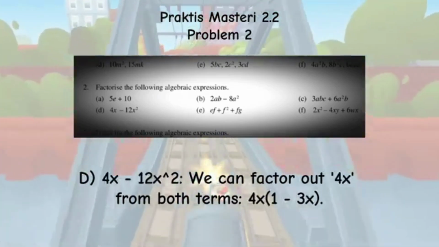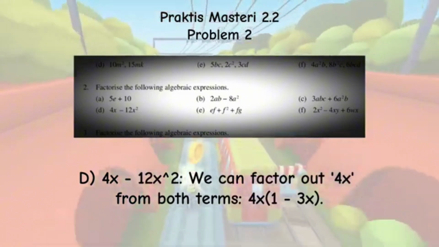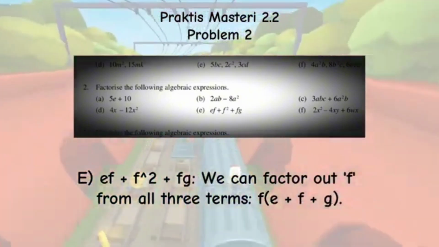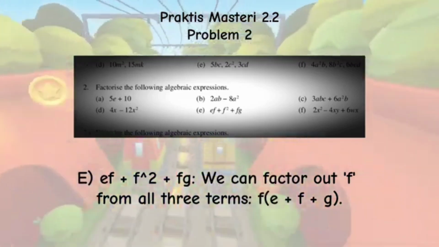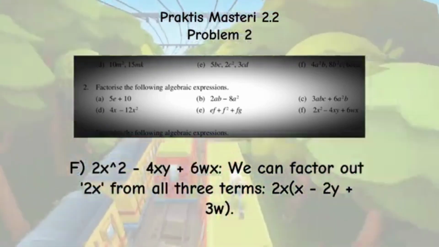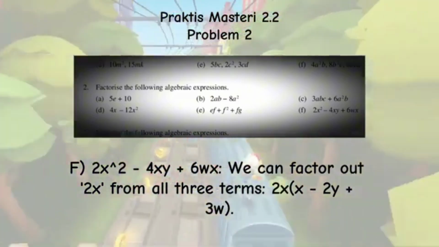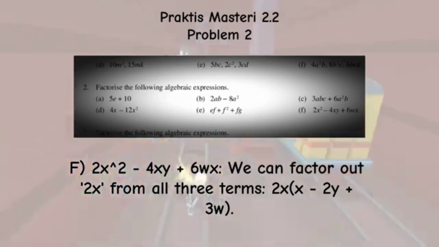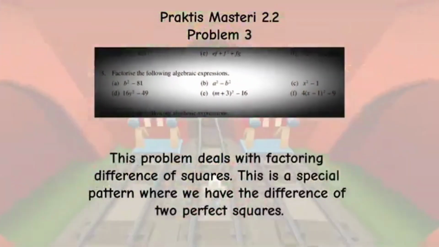D. 4x − 12x², we can factor out 4x from both terms, 4x(1 − 3x). E. f + f² + fg, we can factor out f from all three terms, f(1 + f + g). F. 2x² − 4z + 6wx, we can factor out 2x from all three terms, 2x(x − 2y + 3w).